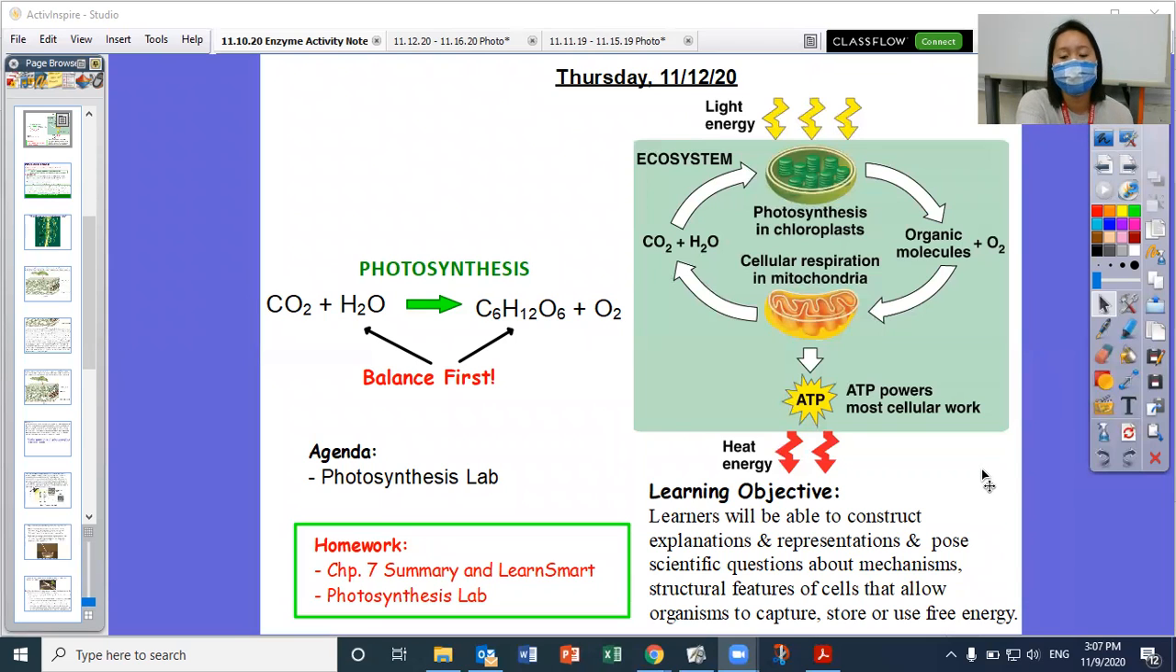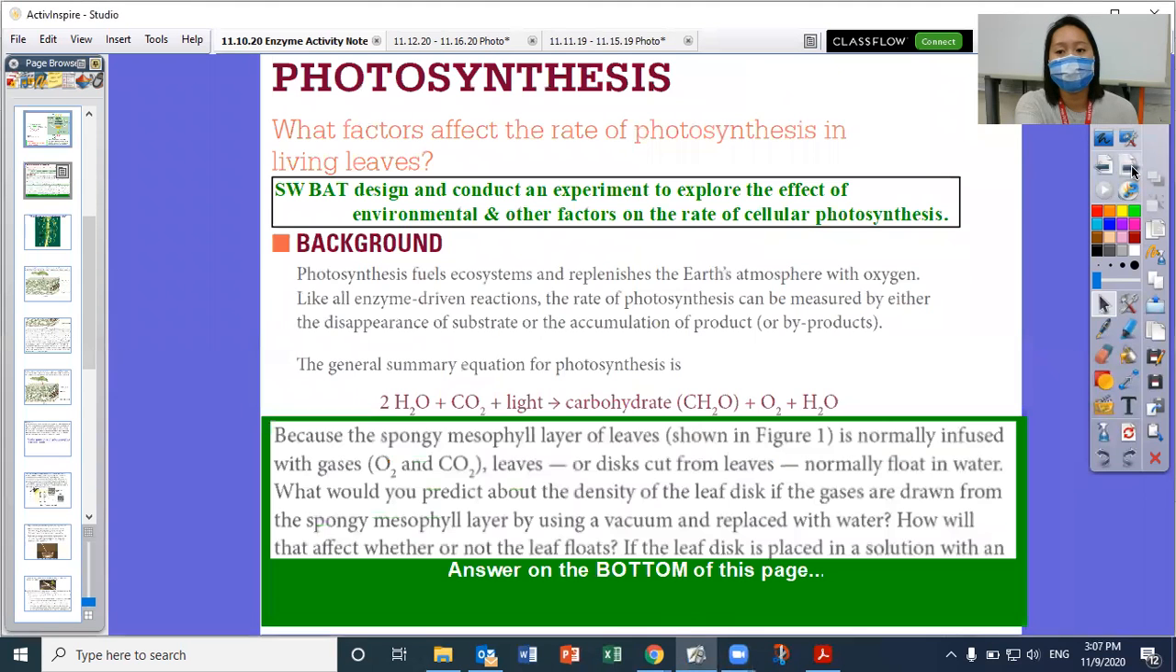The learning objective is still that y'all will be able to construct explanations and representations, and then pose scientific questions about mechanisms, structural features of cells that allow organisms to capture, store, or use free energy. So photosynthesis is obviously one of those processes where you're going to be talking about capturing and storing energy. Okay, so you all kind of know a little bit about photosynthesis already from your regular biology class and even from middle school science. So in this lab, we're going to go through the background. And you should have already gone through this background for your pre-lab quiz that you took on Tuesday. So here's the background.